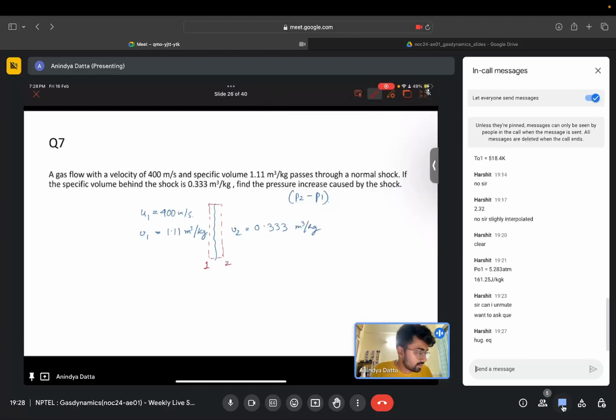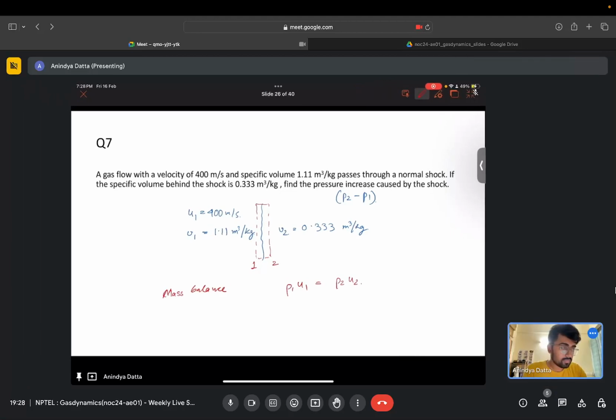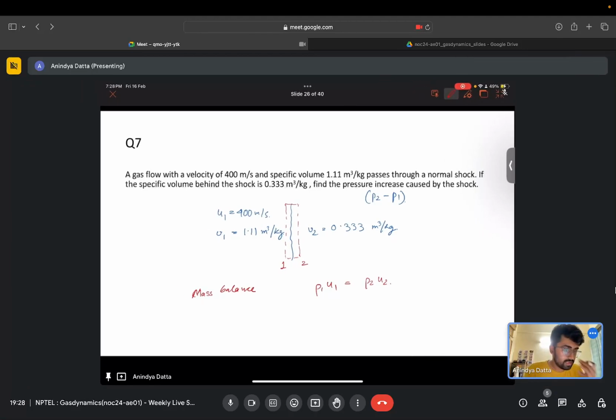First we know the mass balance, or continuity, that is rho 1 u1 is equal to rho 2 u2. Here the density is not given, so everything is in terms of specific volume, so we can write u1 by v1 is equal to u2 by v2.